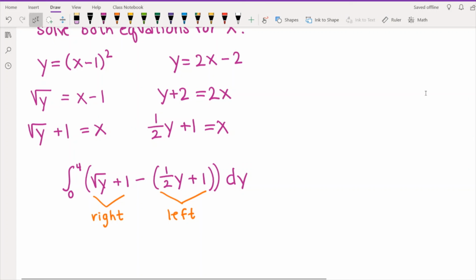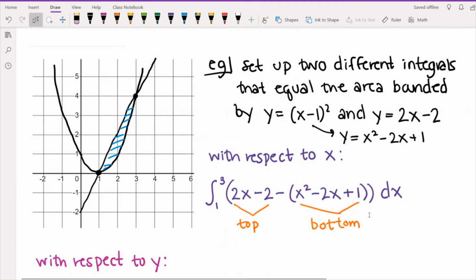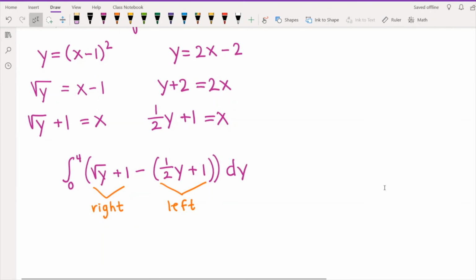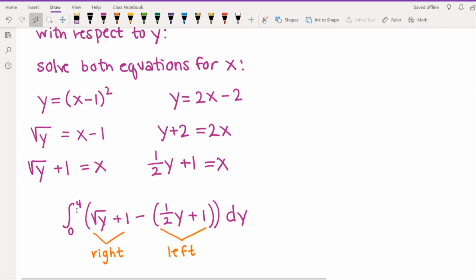And, you know, in this case, you might be wondering, why would you even do this, right? Just even looking at these functions, this one looks a lot easier to integrate than this one. And plus we had to do this extra work of solving for x. So why would we even bother doing the second way?